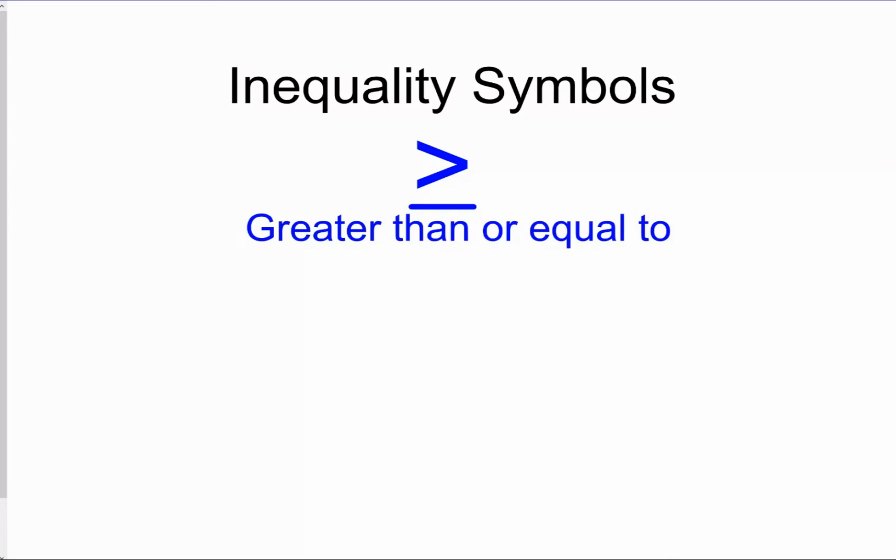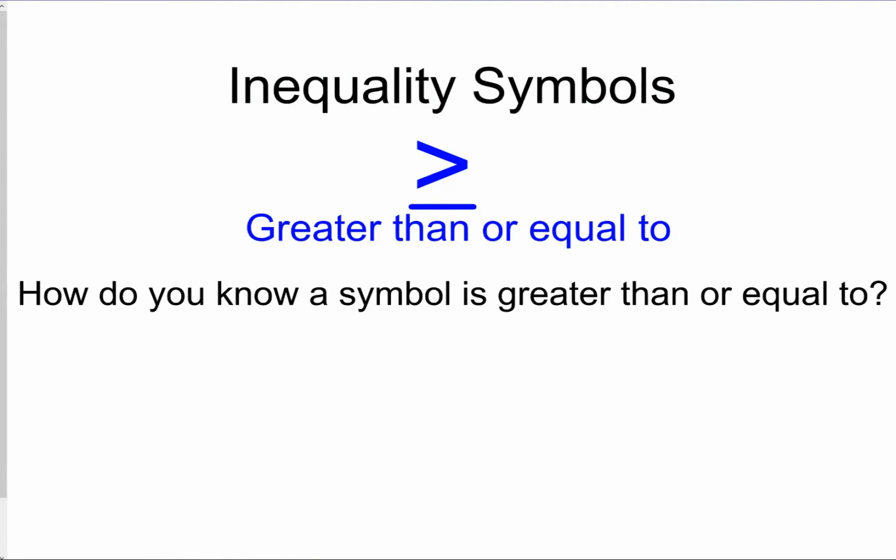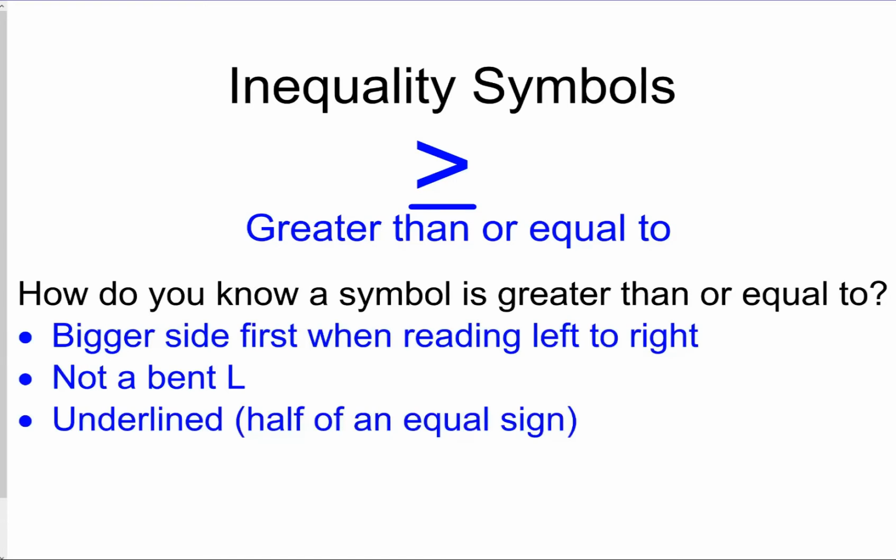The next symbol we're going to talk about is greater than or equal to. In a greater than or equal to symbol, how do I know? Well, the same clues apply, where I have the bigger side that comes first, so I know that it's greater than. Also, I know that if it's underlined, that's representing equal to because it's half of an equal to sign. So again, bigger side first means greater than, and if it's underlined, it means equal to.